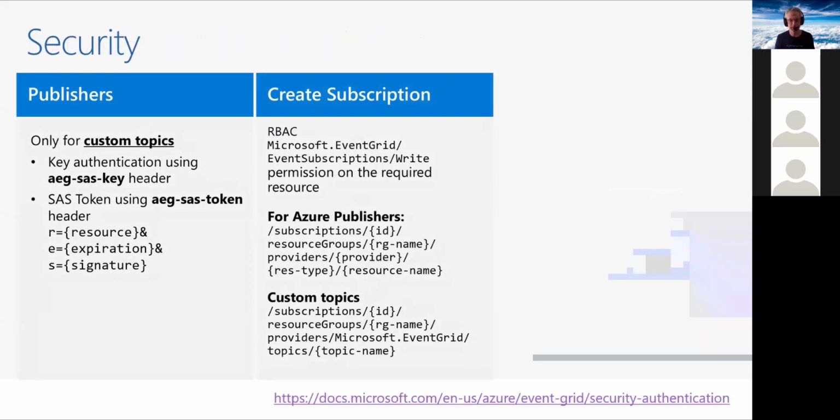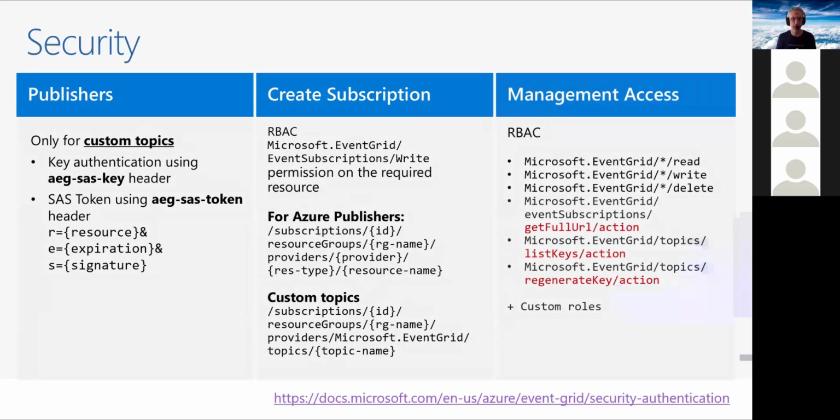From a security perspective, for publishing, the security is already built into all of the Azure event publishers. But if you're publishing from a custom source outside, you have a choice of using an AEG SAS key header or a SAS token, which is the preferred method. Within Azure itself, everything is controlled by RBAC. So that means in terms of creating the subscription and managing the event grid as well, all controlled by RBAC.